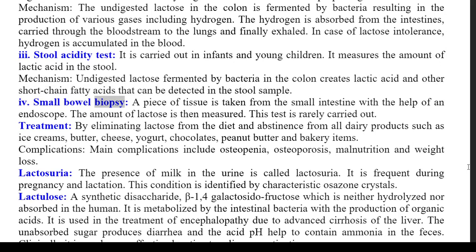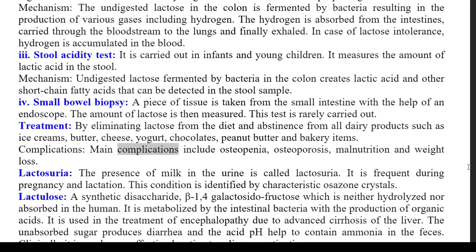4. Small bowel biopsy. A piece of tissue is taken from the small intestine with the help of an endoscope. The amount of lactose is then measured. This test is rarely carried out. Treatment: by eliminating lactose from the diet and abstinence from all dairy products such as ice creams, butter, cheese, yogurt, chocolates, peanut butter and bakery items.